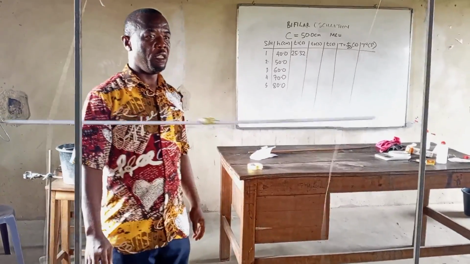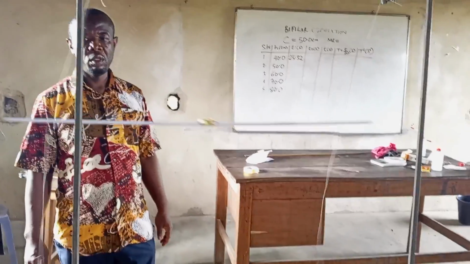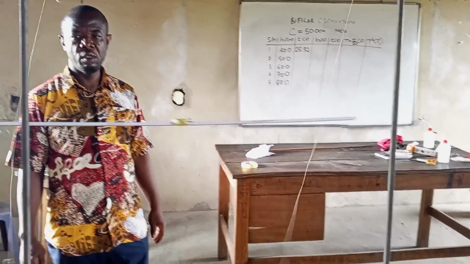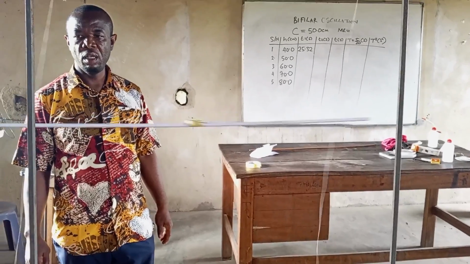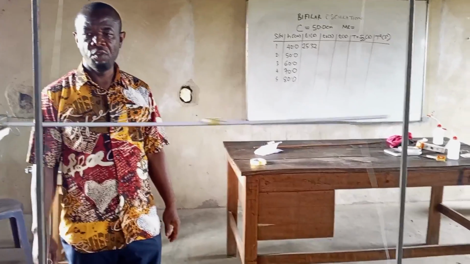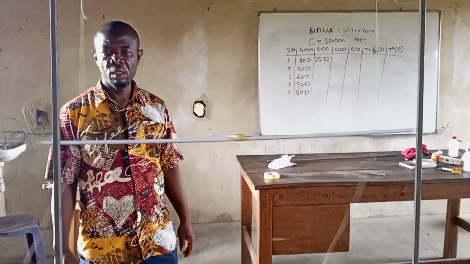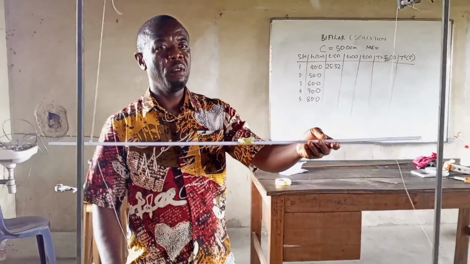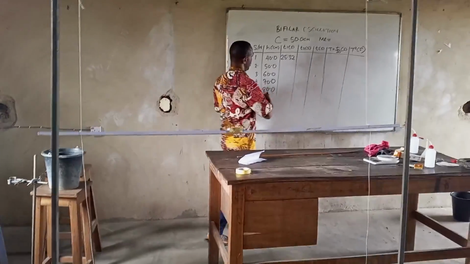1, 2, ready, go. 1, 2, 3, 4, 5, 6, 7, 8, 9, 10, 11, 12, 13, 14, 15, 16, 17, 18, 19, 20. So, what's the time? 25.38 seconds. That is close range.